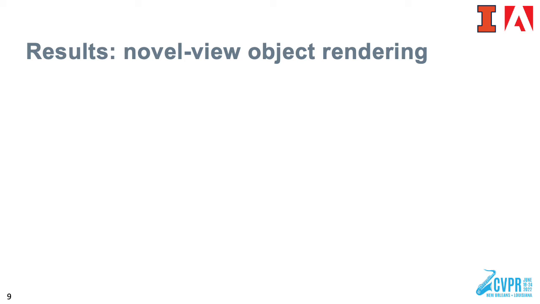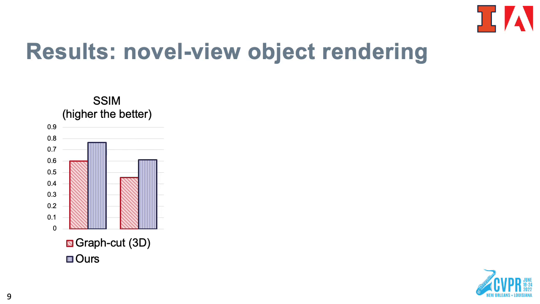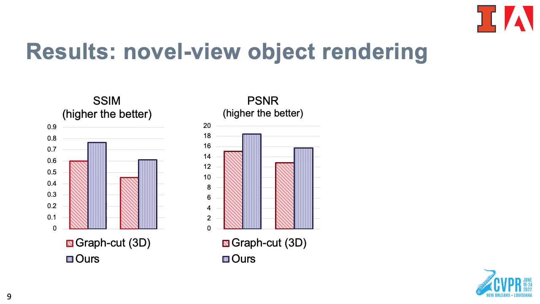Besides, our model segments the foreground objects in 3D and thus is able to render the objects in novel views. Compared to 3D graph cut, ours achieves more realistic rendering results.